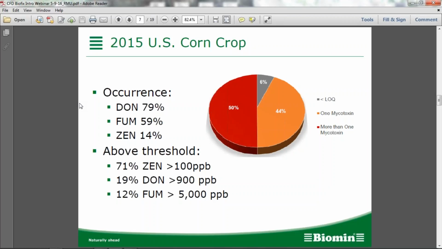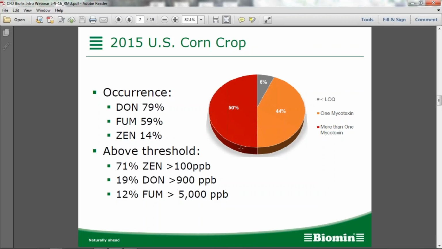And you can see the DON, or deoxynivalenol, which is also commonly called vomitoxin, was found in 79% of the corn samples. The fumonisin were detected in 59% of samples, and zearalenone was isolated from 14% of the samples. This pie chart shows the prevalence of multiple mycotoxins. So 6% of the samples, no mycotoxins were detected. From 44% of the samples, one mycotoxin was detected, and from half of the samples, more than one mycotoxin was detected.